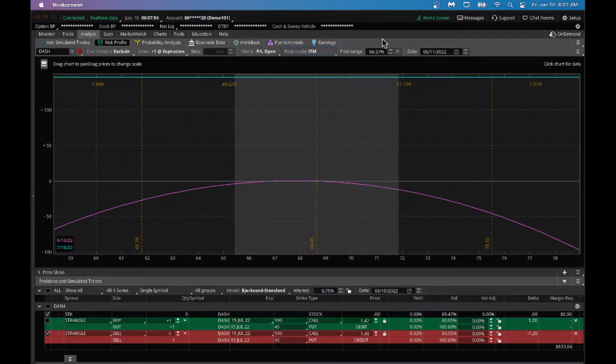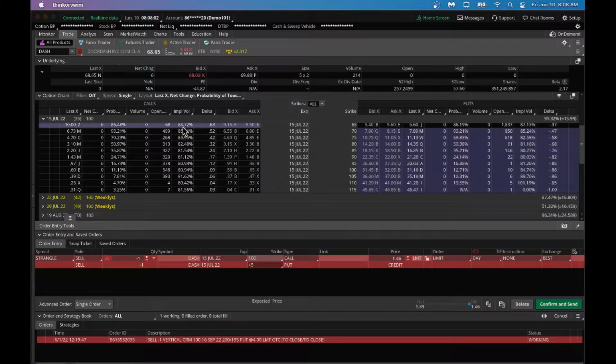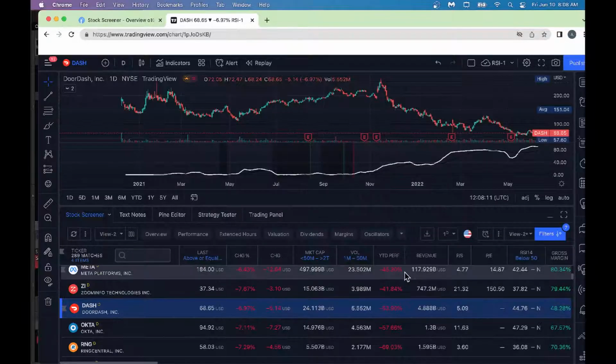In this view you want to make sure the stock stays between these two prices. That's when you make money. We can go back to our trade tab, confirm and send this, and collect a nice $1.46 premium and go from there. So we could go back to our scanner and look at a few more stocks.